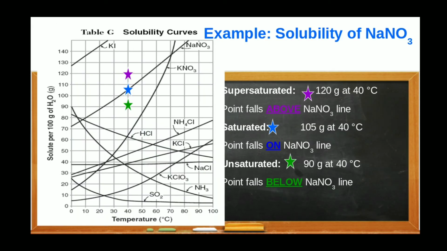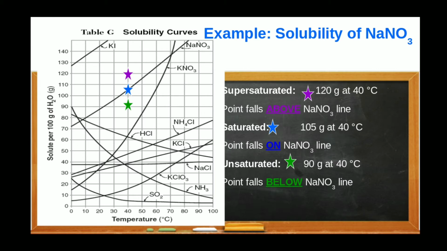Let's look at this example. This example refers to sodium nitrate. So we're only going to focus on the sodium nitrate line. All of these examples are in 100 grams of water, and all of these examples are also when the x value is 40. So at 40 degrees Celsius, if I place 120 grams of sodium nitrate in 100 grams of water, my solution, you can see from the purple dot, it's above the sodium nitrate line. So my solution would be supersaturated.